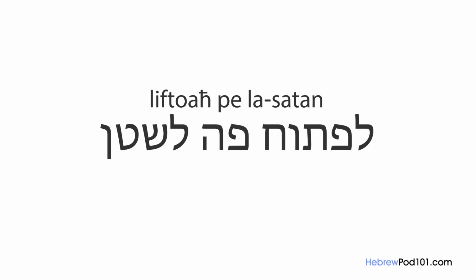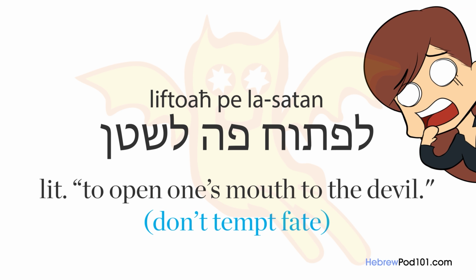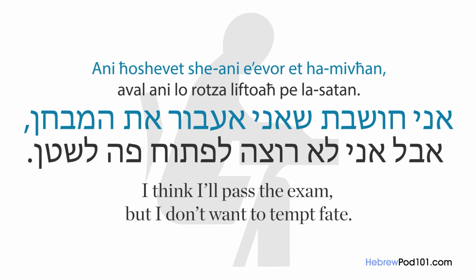The next idiom has to do with superstition. Liftoch pe satan. It literally means to open one's mouth to the devil. It originated from the Jewish prohibition against saying bad things about yourself or other people. Today, however, it's used in a similar way to the expression don't tempt fate. Don't say good things because you might jinx your luck. For example, אני חושבת שאני אעבור את המבחן, אבל אני לא רוצה לפתוח פה לשטן. I think I'll pass the exam, but I don't want to tempt fate.